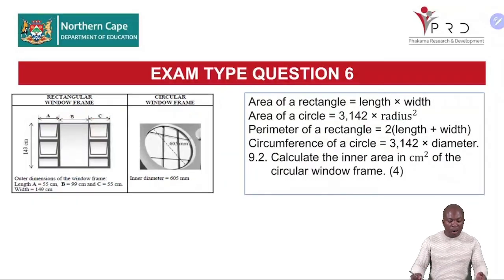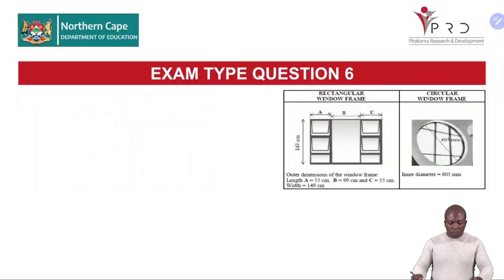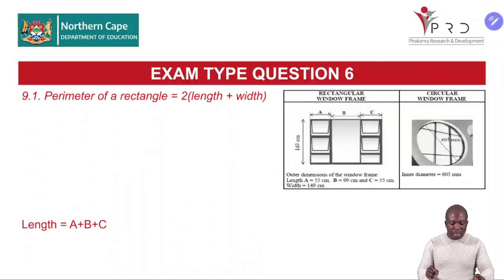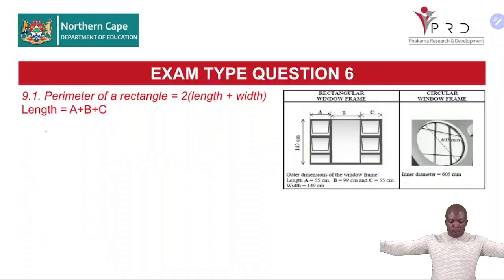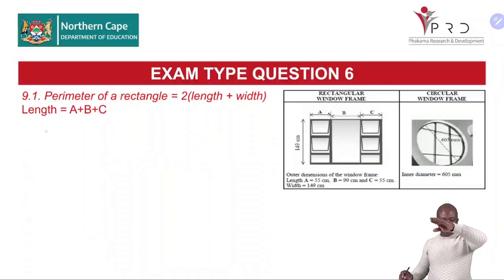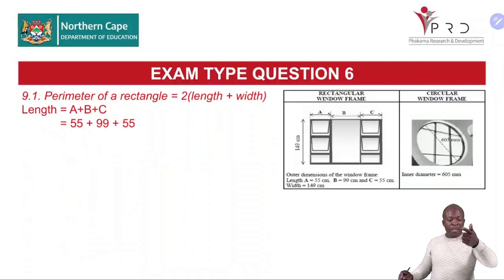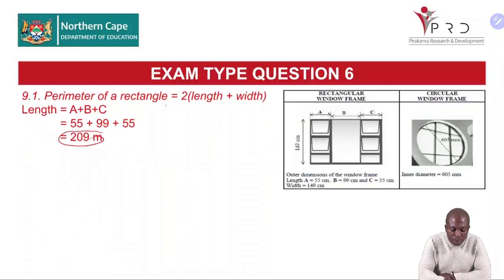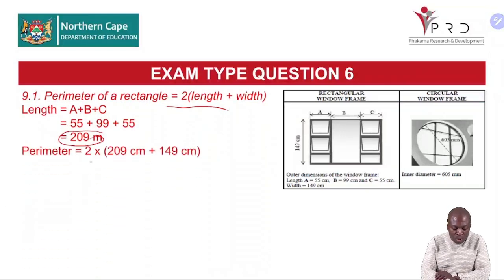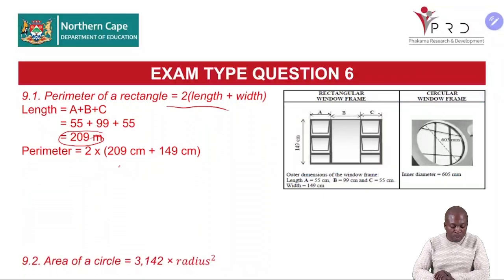All right, so this is how you're supposed to do it. So you add up the length, which is supposed to be A plus B plus C. When we add all of them, they said A is 55, B is 99, and C is 55. The total length alone is 209. Good. But our formula for perimeter of a rectangle says 2 into bracket L plus W. So how do we do that? We are going to say 2 into bracket 209 plus 149, meaning we are going to get how much?